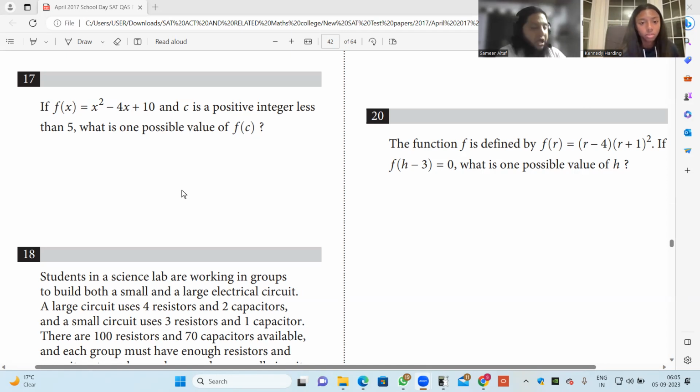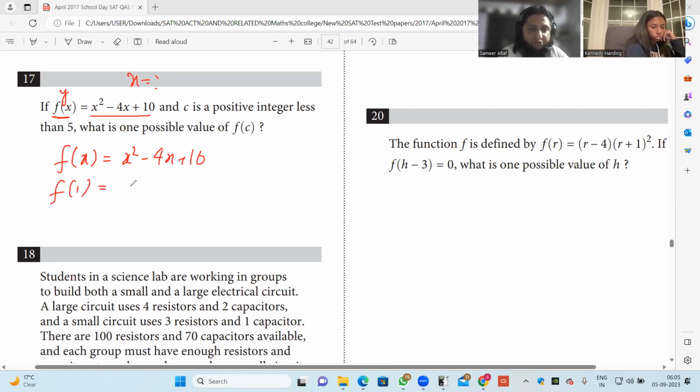So f of x is simply the fancy way of writing y. It's nothing different. It's just y. Y equals this thing. So what will be the value of y when x is something? That is what they are dealing with. So if I'm writing f of x equals x squared minus 4x plus 10, and I want to know what is f of 1, what should I do?